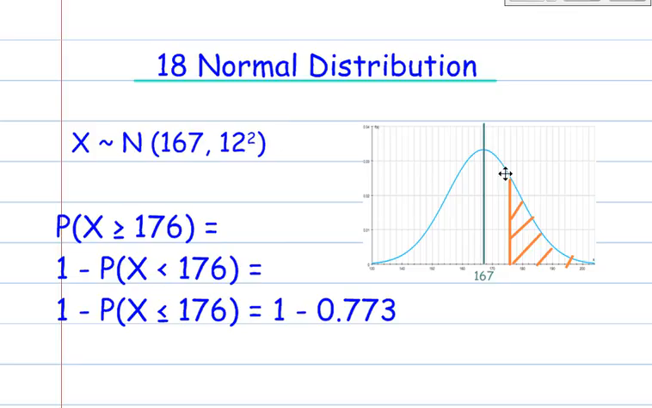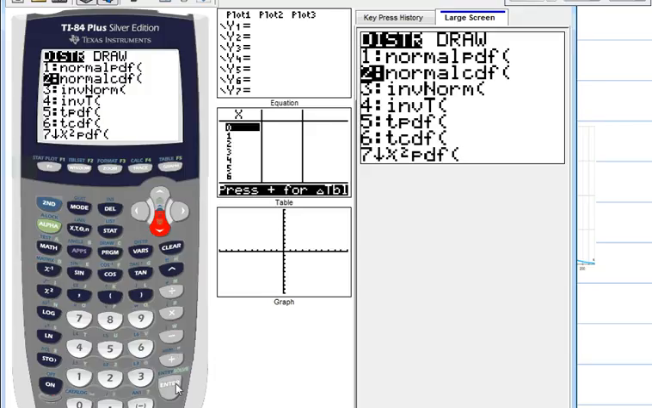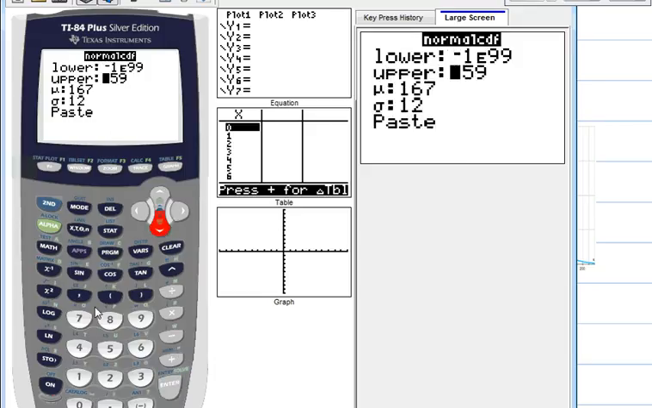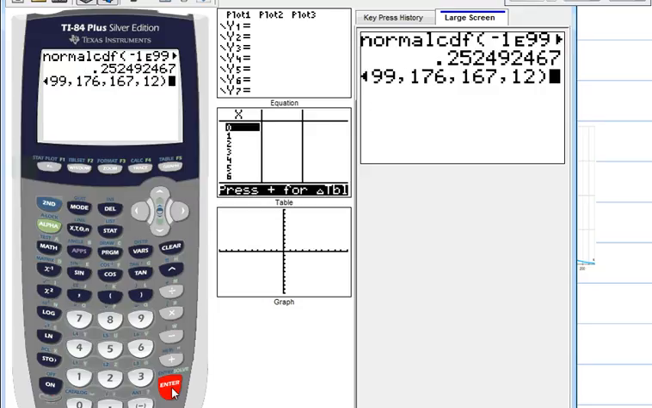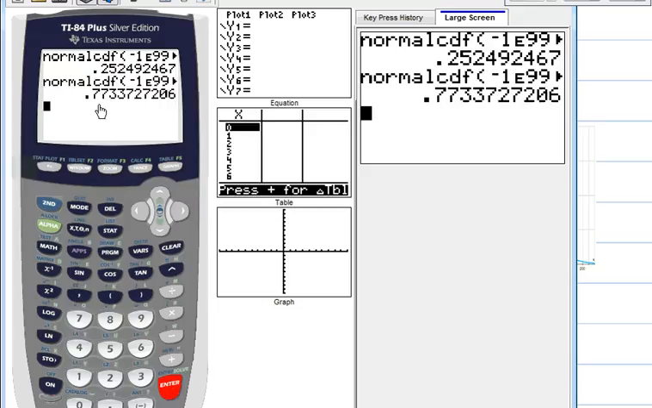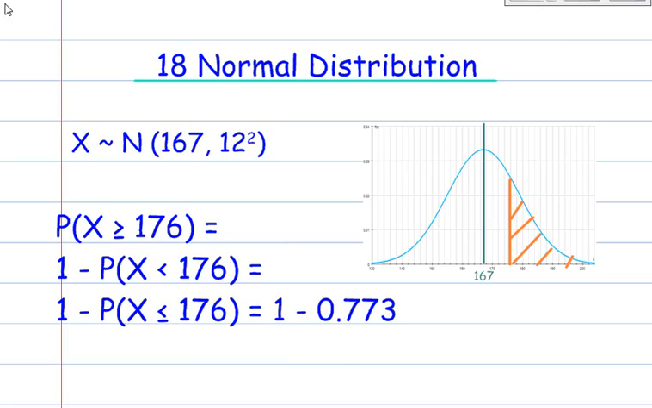The line here is 176, so I do 1 take away that area, which gives me the orange area. I'll just show you that. So on CDF, and this time I wanted 176. And you can see I have 0.773, which I have here. So the answer is 0.227.